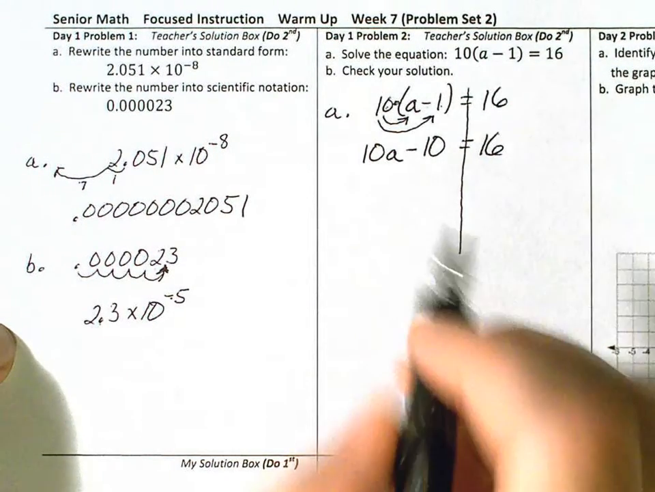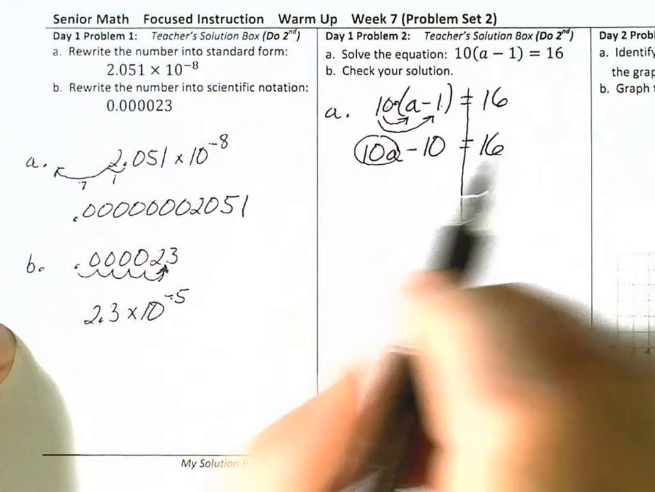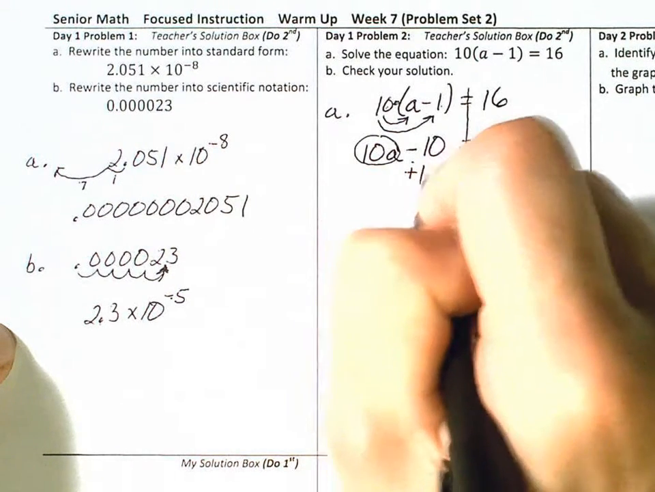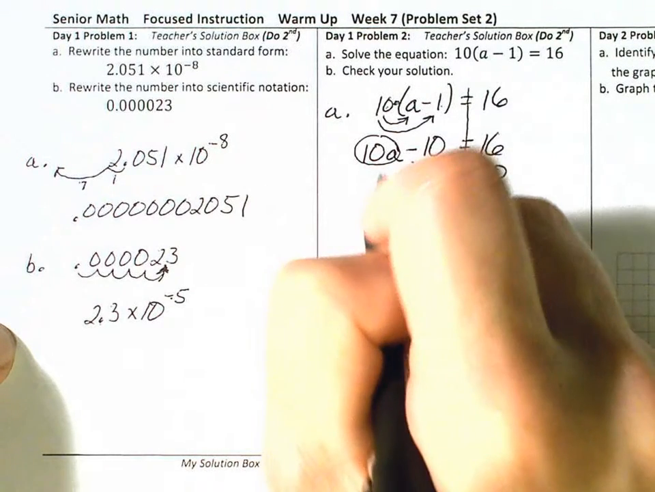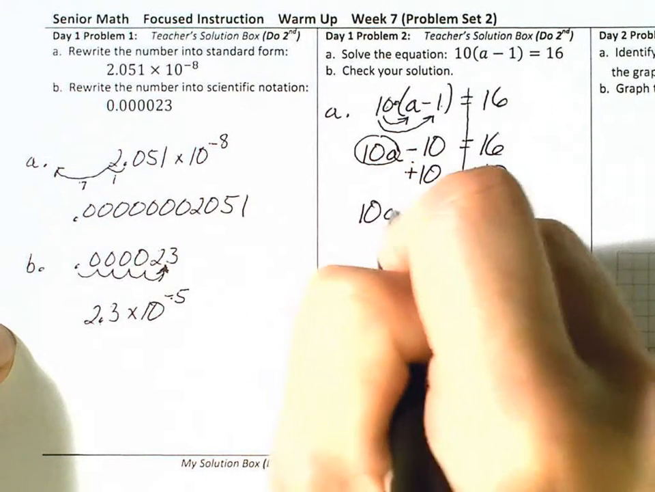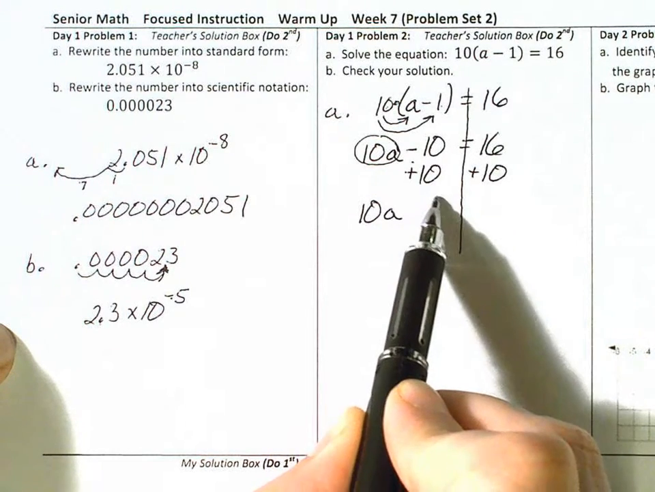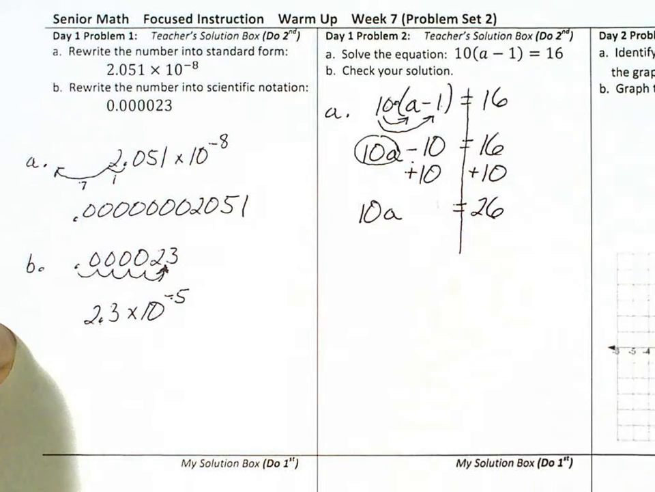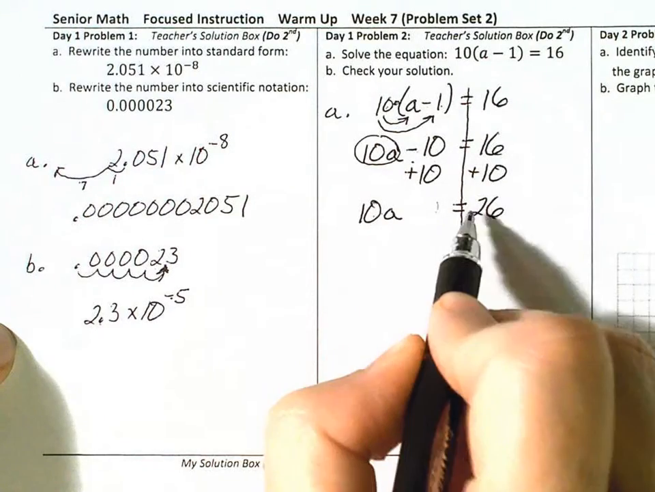Now let's find the A term. Here's the A term. And next to the A term, there is a minus 10. Let's remove that. Plus 10, plus 10. The 10A can be brought straight down. -10 plus 10 makes 0, and that's equal to 26. So our equation now, 10 times A equals 26.